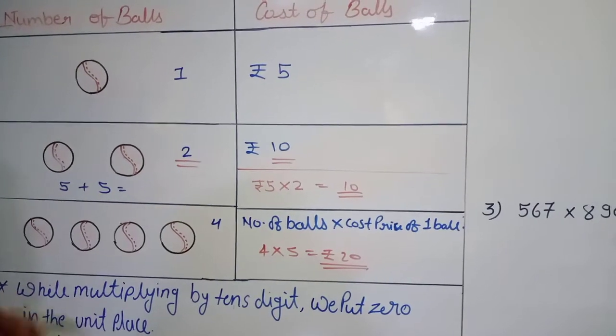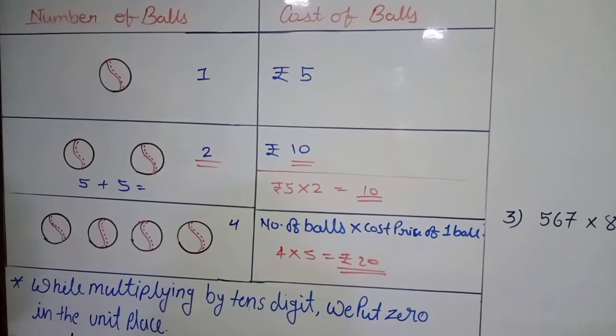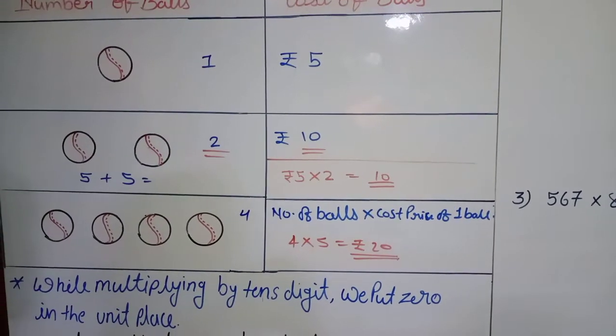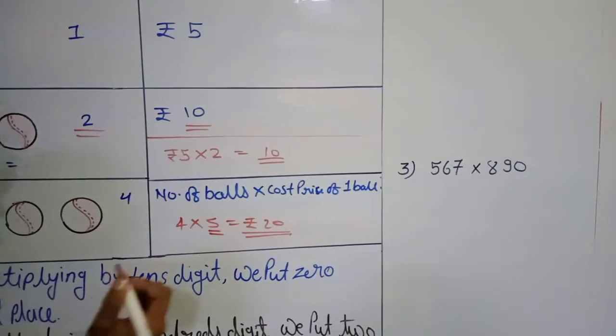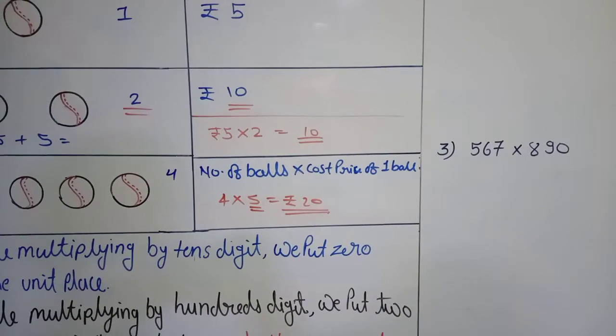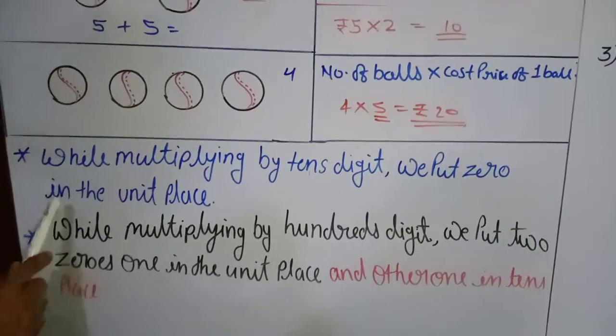Whenever we are getting a much bigger number, or we can say bigger digits, how are we going to do the multiplication? Here we are multiplying with a single digit. When we multiply with two digits, what is the difference between these two kinds of multiplication? Here we have two rules.